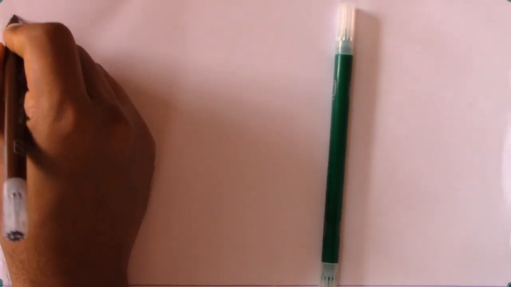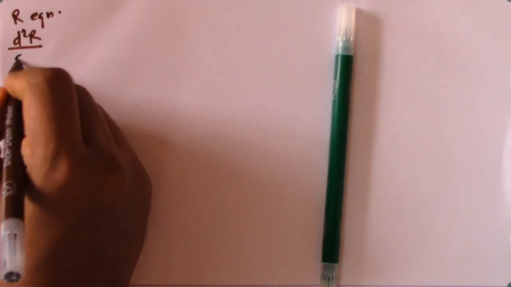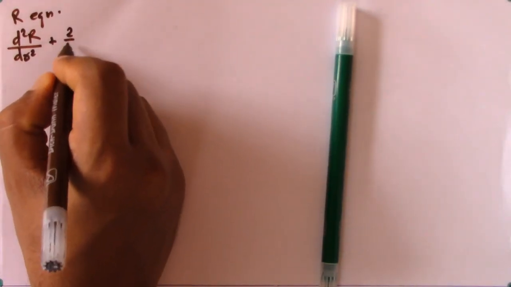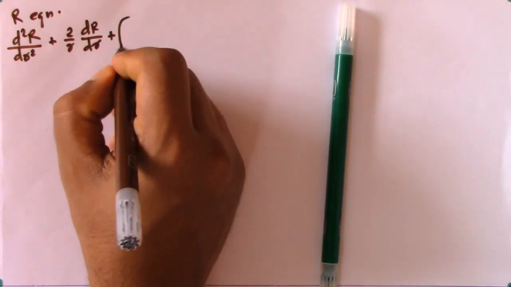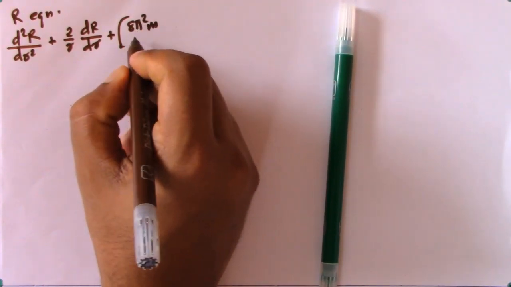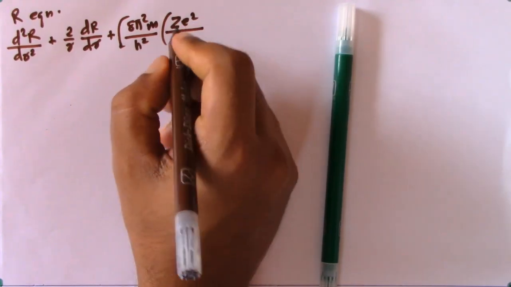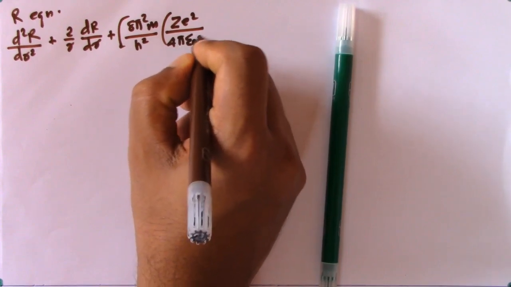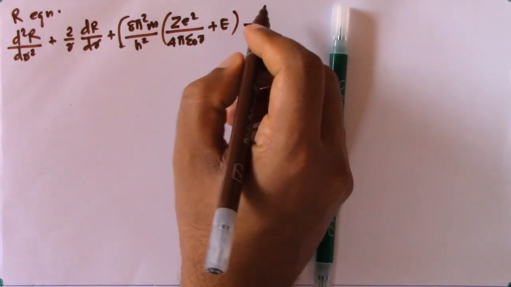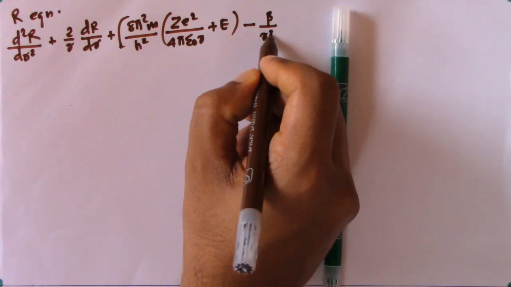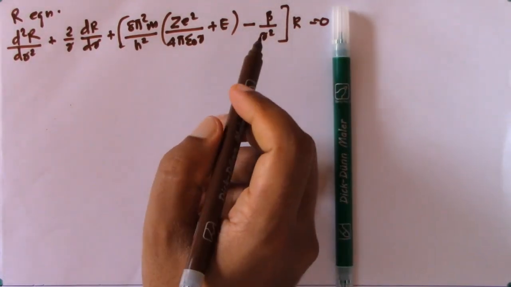The R equation is d square R divided by dr square plus 2 by r dR divided by dr plus 8 pi square m divided by h square into (z e square divided by 4 pi epsilon 0 r plus E minus beta by r square) into R is equal to 0, where beta is equal to L into (L plus 1).